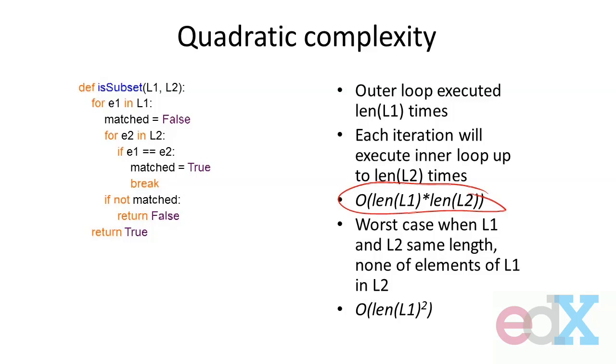Well, the worst case is when they're both of the same size. L1 can't be bigger than L2 or it wouldn't be a subset. When they're of the same size, but none of the elements of L1 are in L2, then I'm going to run through this loop the full number of times. I'm going to run through it L2 times. In that case, the complexity is quadratic. It's the length of L1 squared. It's quadratic in that size.